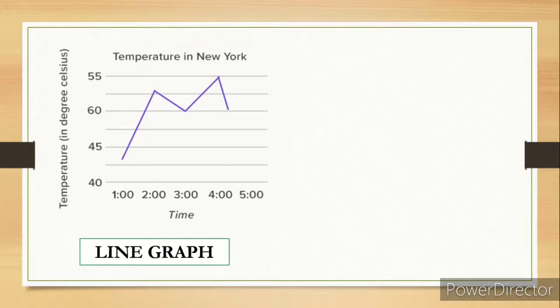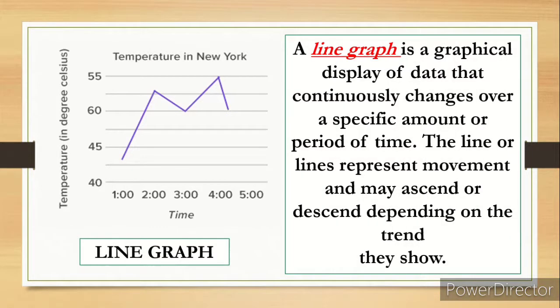This one is called a line graph. A line graph is a graphical display of data that continuously changes over a specific amount or period of time. The line or lines represent movement and may ascend or descend depending on the trend they show. This is an example of a line graph. This is the temperature in New York. So we have here the temperature in degrees Celsius and the time. And this is the line.